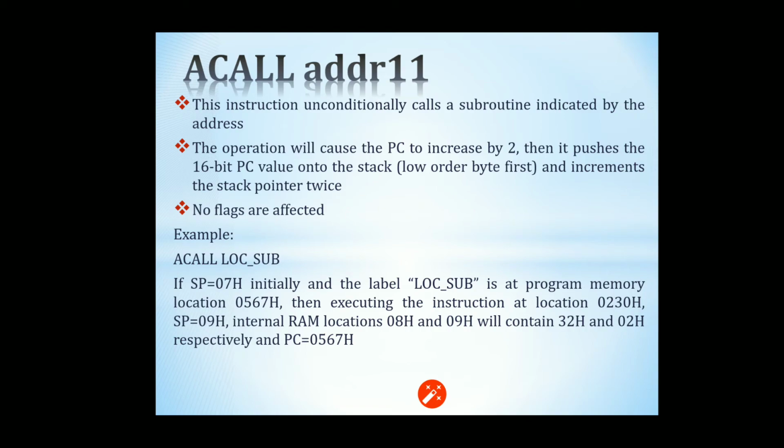For example, ACALL loc_sub. If the stack pointer has a value of 07h initially and the label loc_sub is at the program memory location of 0567h, then it executes the instruction at a location of 0230h. Then the stack pointer is going to be 09h. The internal RAM locations 08h and 09h will contain 32h and 02h respectively, with the program counter having a value of 0567h.